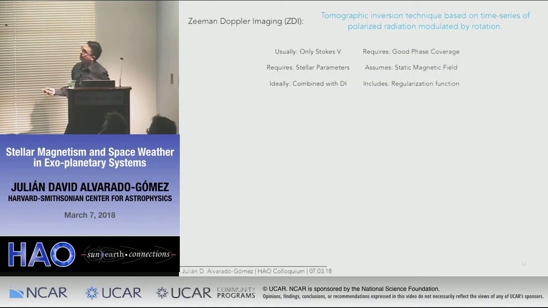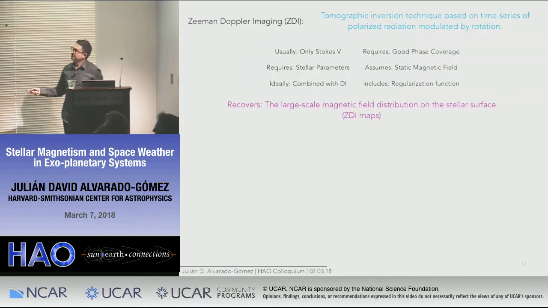And then there is something that would require a lot of time to talk about, but it includes a regularization function. This happens in every technique that tries to reconstruct some sort of image from an incomplete data set, which is what we have here. It happens as well, for instance, when you try to do interferometric observations, but I can talk a little bit more about that. Just in a sentence, this basically ensures that the solution we have is unique, because you can actually have infinite magnetic field distributions that can reproduce your data. So you have to make some closure to the problem. The way it's done is with this regularization function. And at the end, what we recover is the large-scale field, a large-scale vision of the magnetic field on the surface. These are called the ZDI maps.